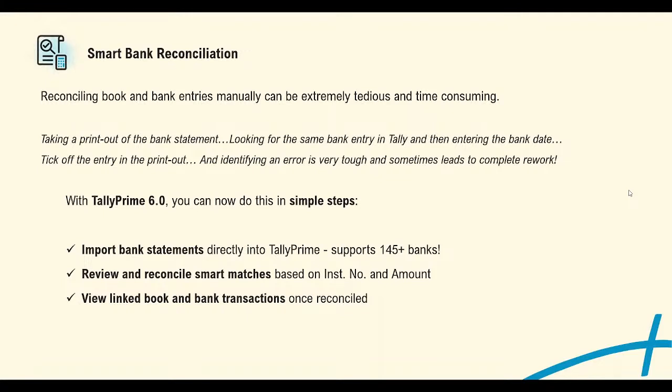So in TallyPrime 6.0, you just need to import your bank statement like I had shown you earlier. And once that is done, Tally will identify smart matches based on instrument number and amount. So you can review those transactions and simply reconcile them. In addition to that, you can alternatively configure your bank ledger to auto reconcile also. So let's say once you import your bank statement, you don't even need to review the exact matches. They will automatically get reconciled, right? And lastly, once everything is reconciled, you can always review your linked book and bank transactions, right?